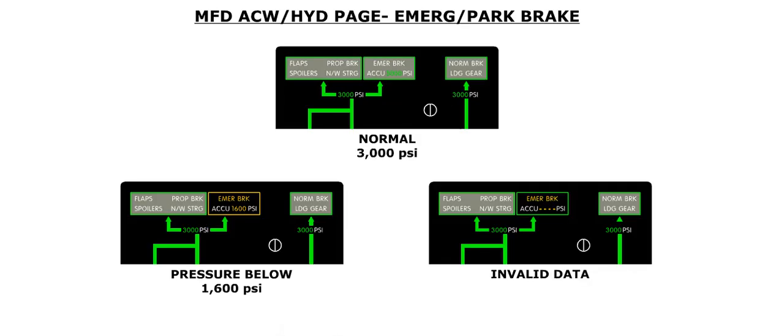The emergency and parking brake accumulator pressure is displayed on the AC Wild hydraulic page of the MFD. The accumulator pressure is displayed in amber in the event the accumulator pressure is below 1,600 psi. This indicates that emergency braking is not available. Dashes indicate an invalid value. In this case, the emergency brake box and text are displayed in amber.